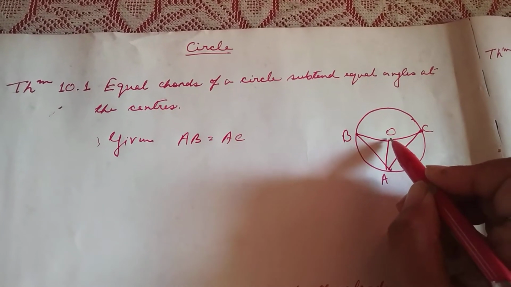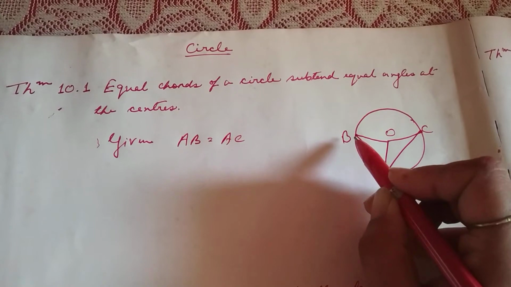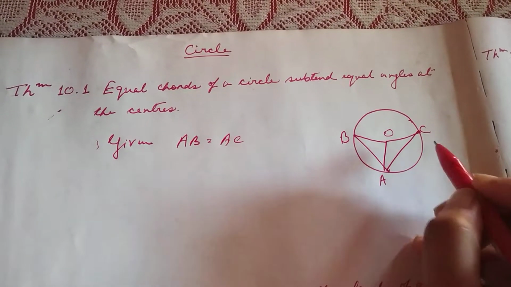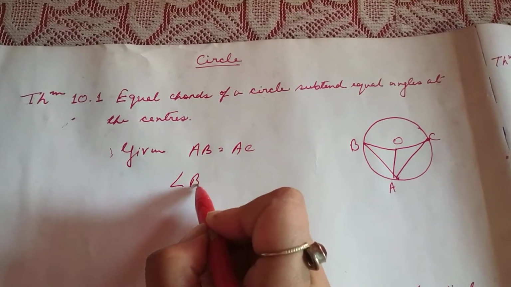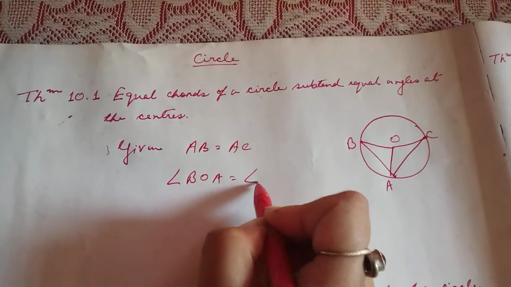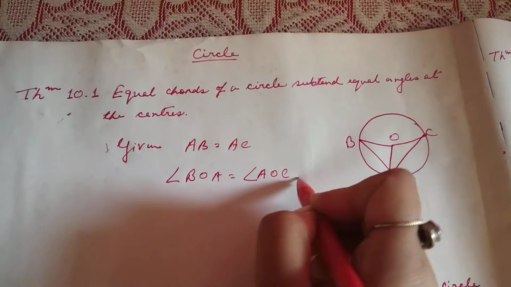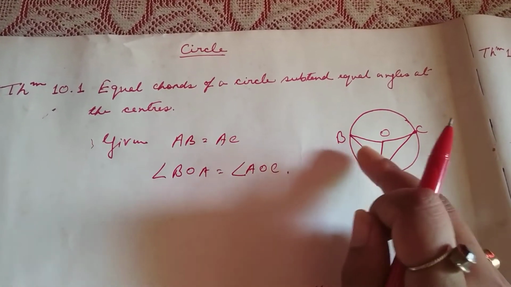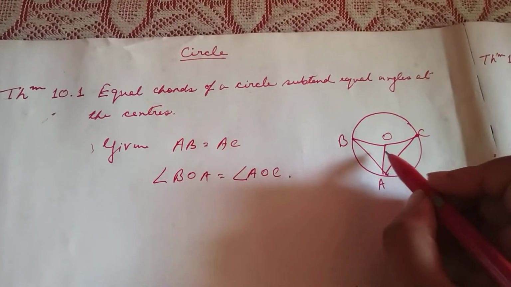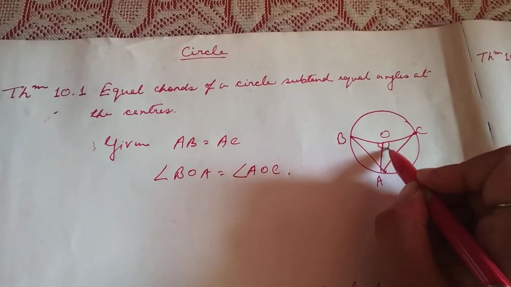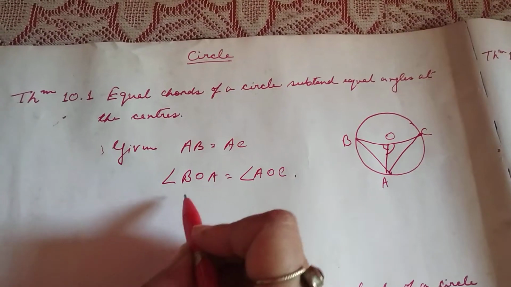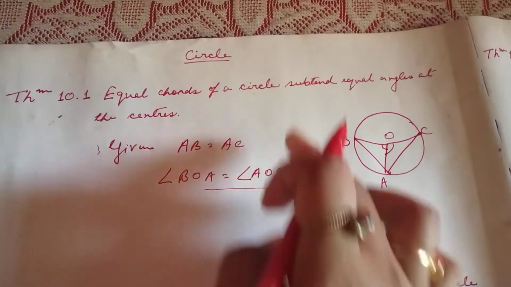Suppose O is the center. Therefore it says that if AB is equal to AC, then angle BOA is equal to angle AOC. Okay, so yes, you can prove this by taking these two triangles and making them congruent. Then you can easily prove that angle AOB is equal to angle AOC. Okay, so this is what you have to prove from this theorem.